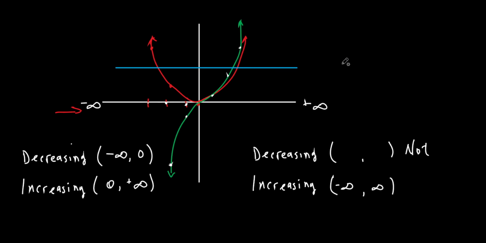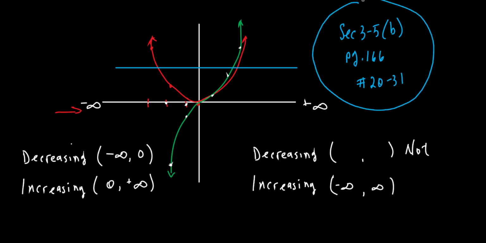Oh, let me put the homework. The homework is section 3.5b, and it's page 166. And it's 20 to 31. Okay.